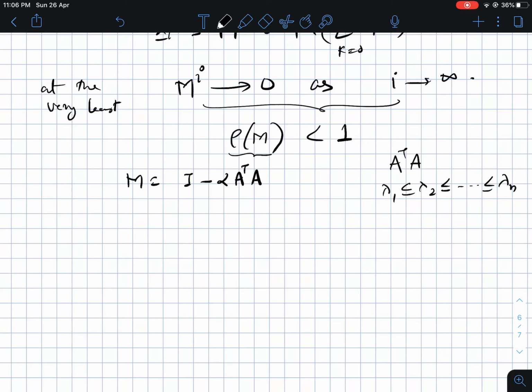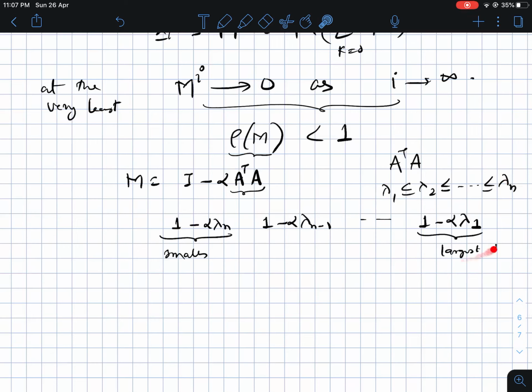Okay. Fine. So what are the eigenvalues of M then? By a simple operation, you can very easily see the symmetric matrix here has n real eigenvalues. M is also a symmetric matrix. So the eigenvalues of M are simply going to be 1 minus alpha lambda n, 1 minus alpha lambda n minus 1, and so on up to 1 minus alpha lambda 1. So this will be the smallest of the eigenvalues, and this will be the largest. Because lambda 1 up to lambda n are arranged in ascending order, the ascending order of eigenvalues of M will be this one. So those are the eigenvalues of M.